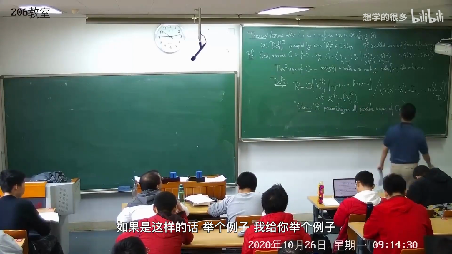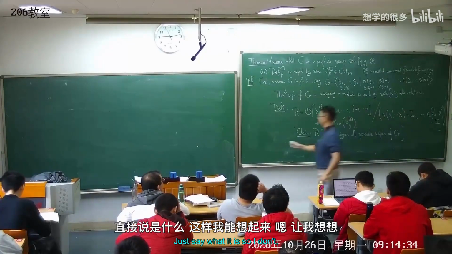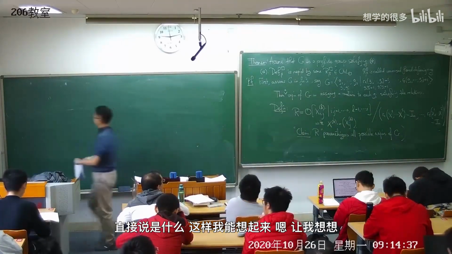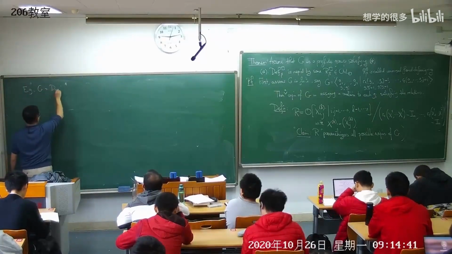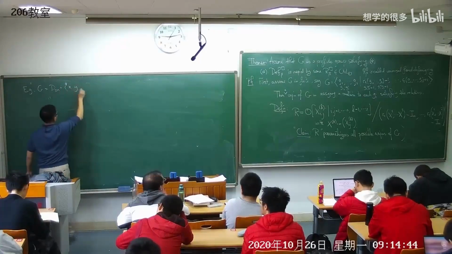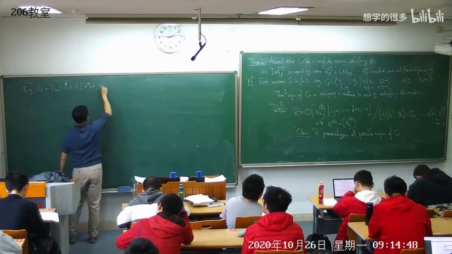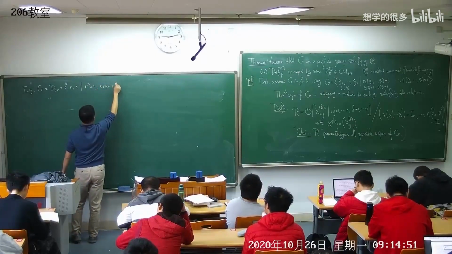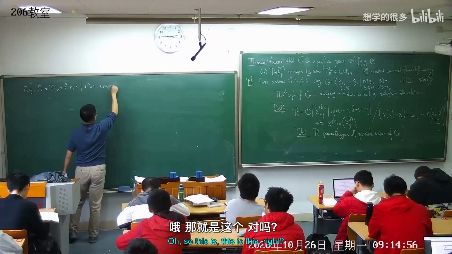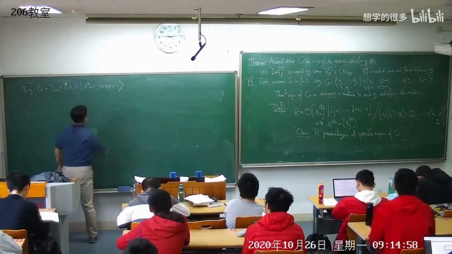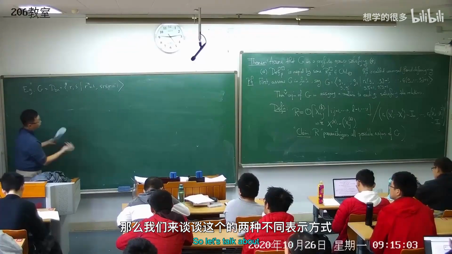So for example, let me give an example to say what R is. So let's say G equals the dihedral group, generated by r and s, right? So this is the dihedral group. So let's talk about two-dimensional representations of this.